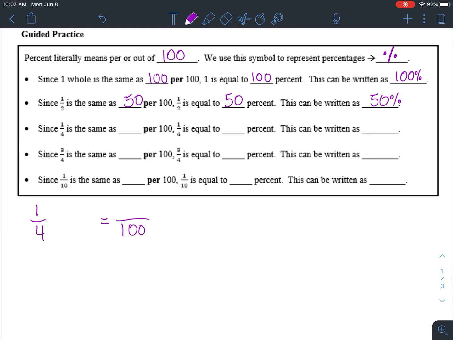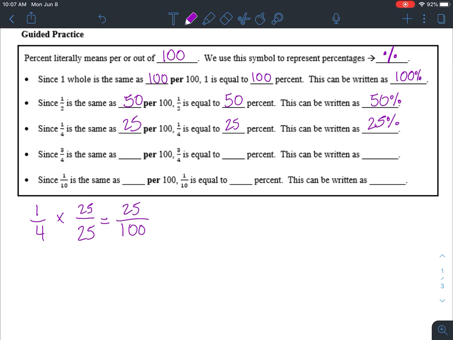When you're thinking about an equivalent fraction, 4 times what will give you that 100? 4 times 25 gives you 100. Remember to put a 25 in the numerator, and you now know that 1/4 is equivalent to 25 hundredths. So 1/4 is the same thing as having 25 out of 100, which means it's equivalent to 25%. It can be written as 25 with your percent symbol.